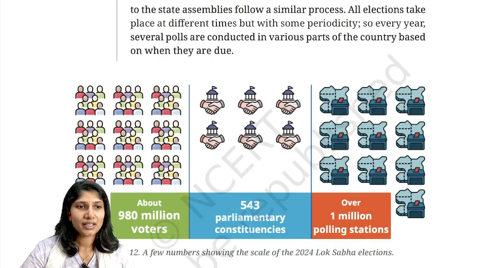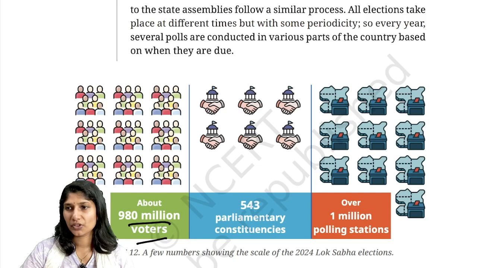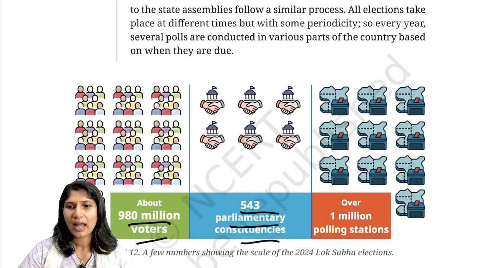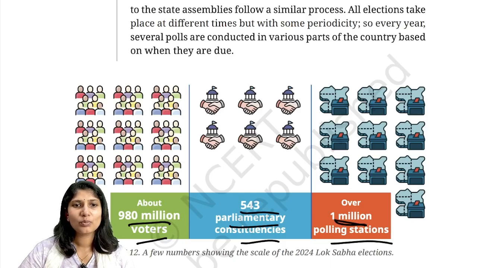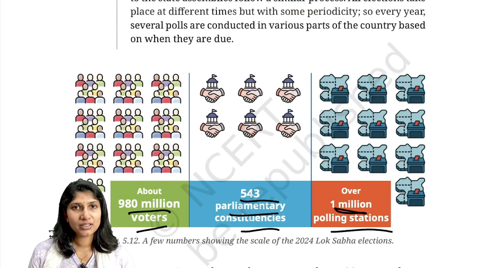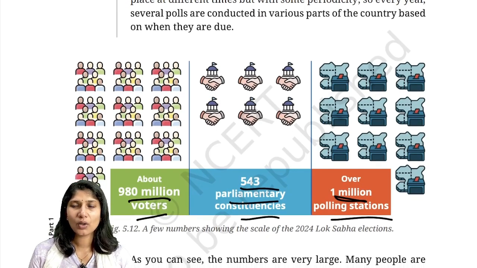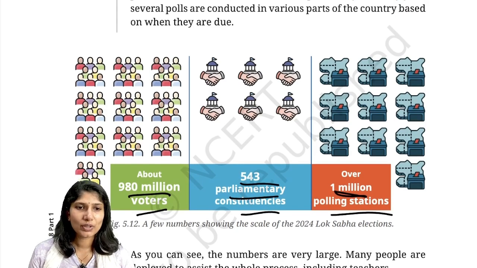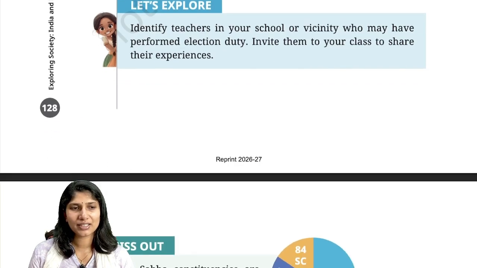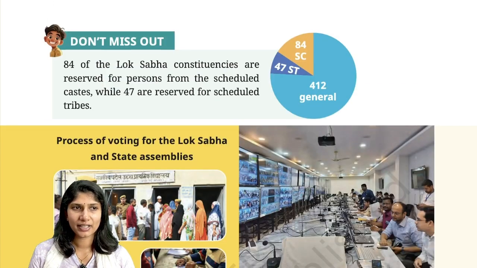Look at this. There are about 980 million voters in 543 parliamentary constituencies and over 1 million polling stations. Polling station means where you will go to cast your vote. This is just in the 2024 general elections. Do you see how large it is and how many people have to be deployed into this process, including teachers? So, this is how difficult a task it is to conduct elections in India.